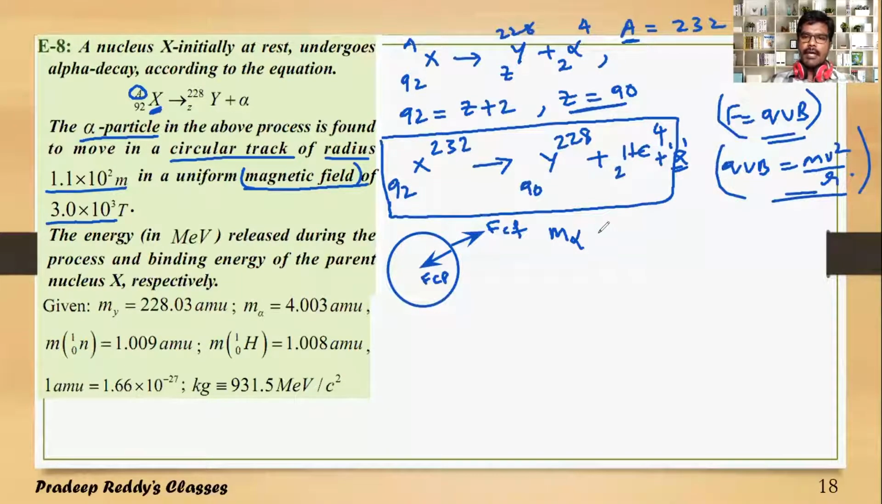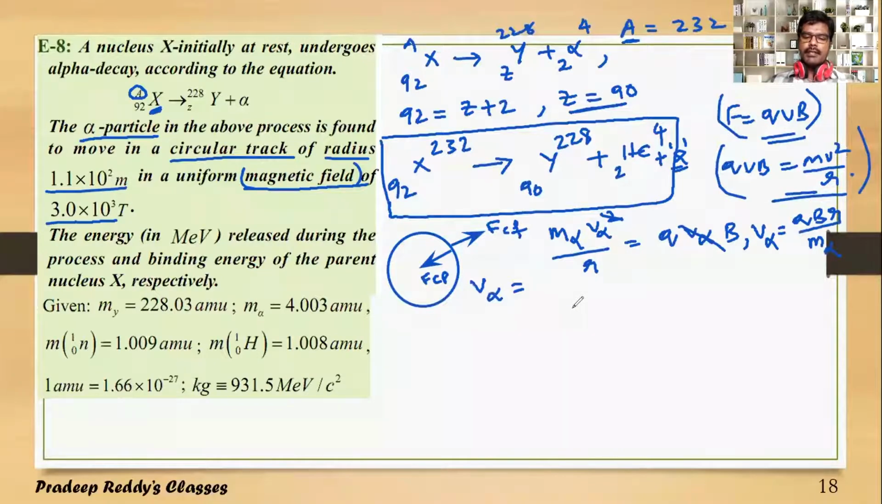So mass of alpha particle into velocity of alpha particle whole square divided by radius of the alpha particle should be equal to charge of alpha particle into velocity of alpha particle into magnetic field B. From here, you can calculate velocity of the alpha particle as this, and this gets cancelled. It is QBR divided by mass of alpha. This is V alpha.